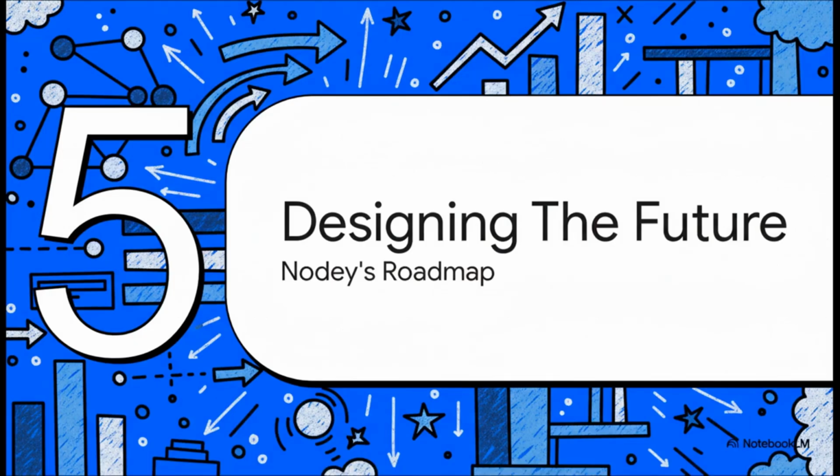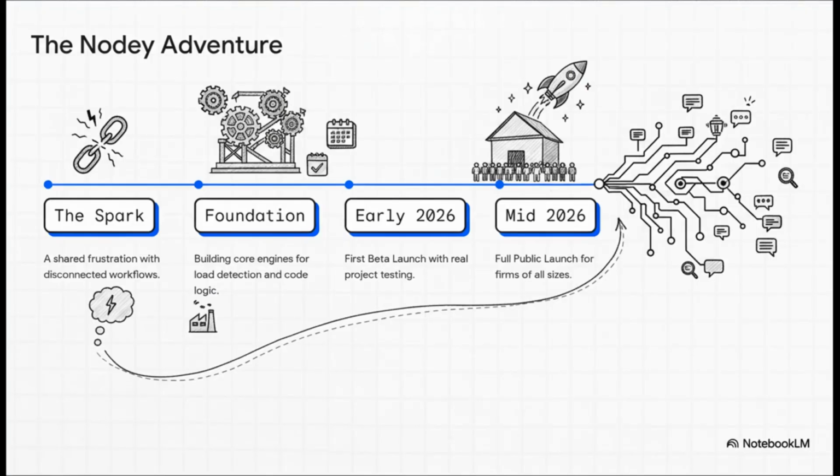But this is really just the start of the story. Nodey isn't some one-and-done tool. It's an evolving platform. It's got a really ambitious vision for the future of design. This timeline kind of shows you the whole journey. It all started with that shared frustration we've been talking about, which led to building these core engineering engines. The first beta is on track for early 2026, and a full public launch is planned for the middle of that year. And after that, the focus is just going to be on continuously adding new features and capabilities.